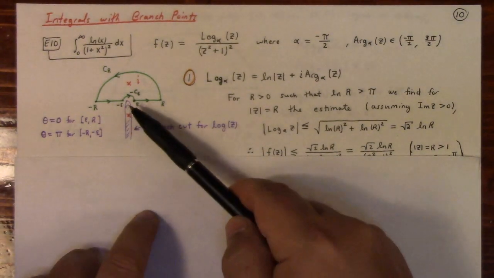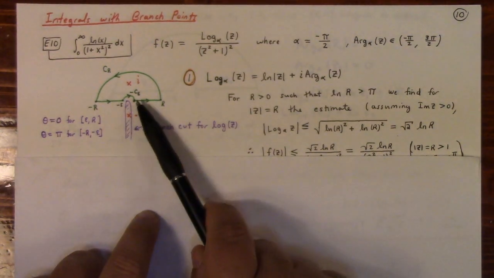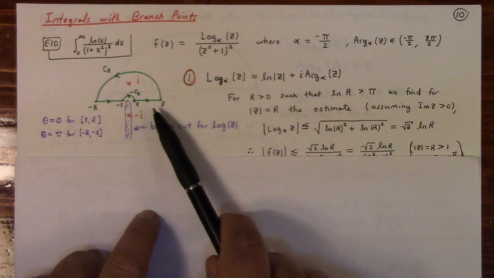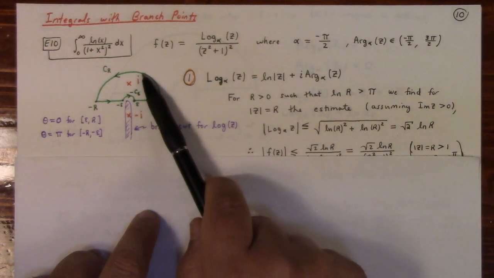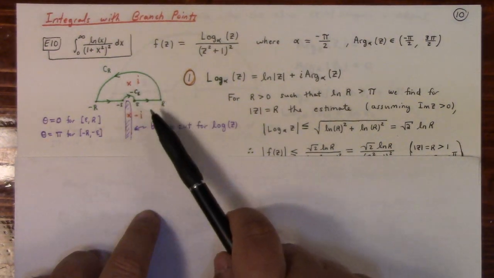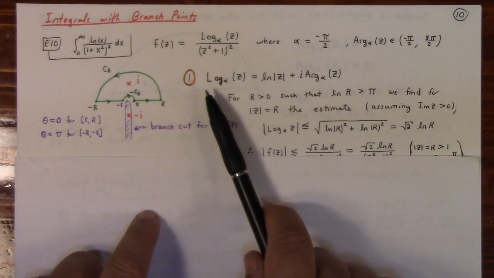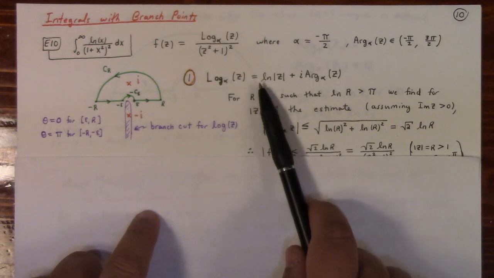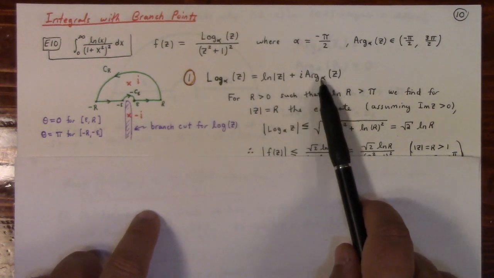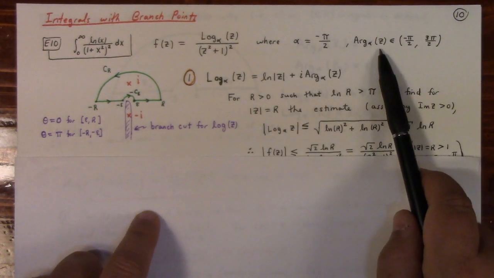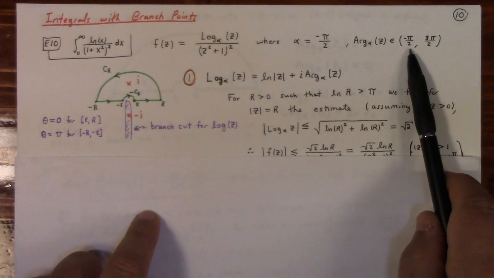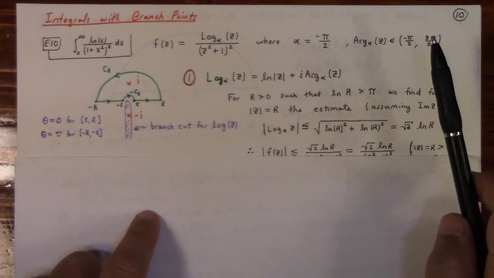So we'll put the angle jump down here. That way we can do this indented contour and have the log defined on the whole deal, right? And then the angle jumps down here. So in this way of doing it, we have log alpha of z, of course, is natural log of the modulus of z plus i arg alpha of z. Here, arg alpha of z is the angle taken from minus pi over 2 to 3 pi over 2.